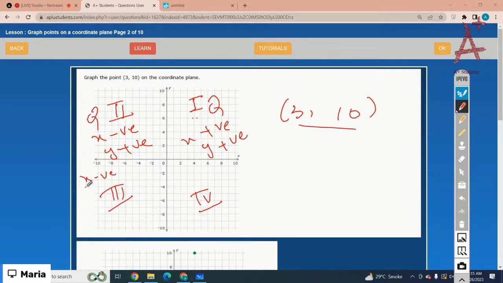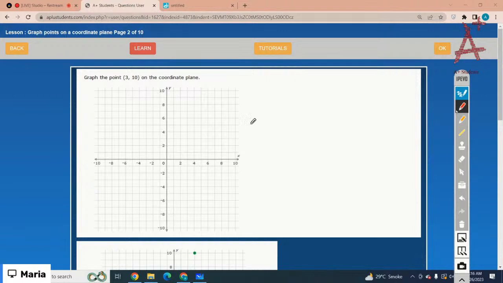So x is negative here and y is negative here. But in the fourth quadrant, the x is positive and just y values are negative. So both the values are positive. That means the point must be in the first quadrant, right? So just look at both points in the first quadrant.